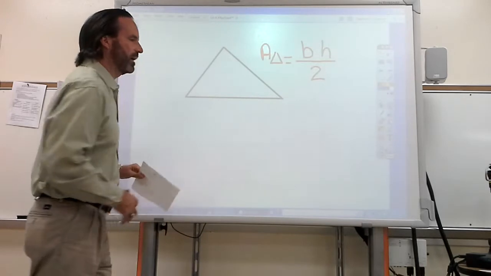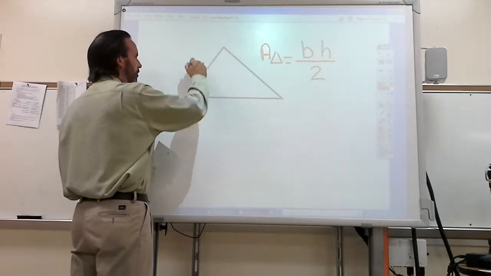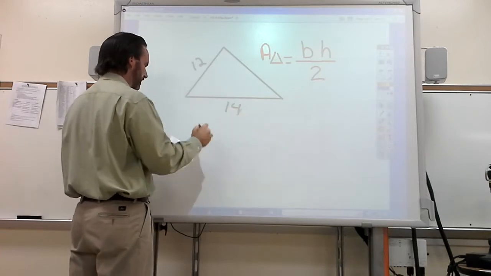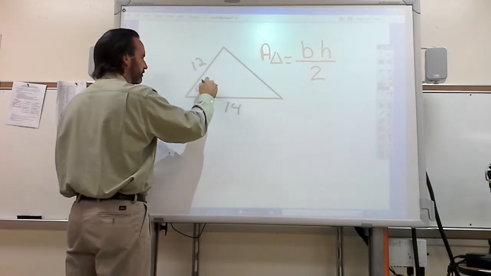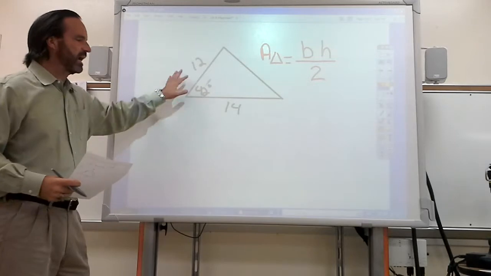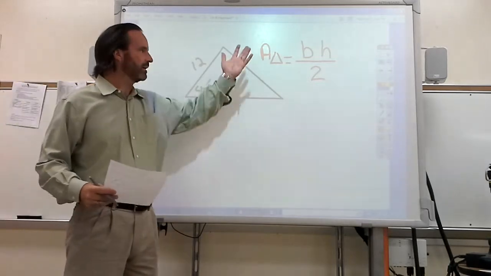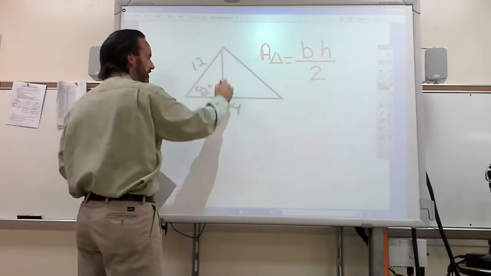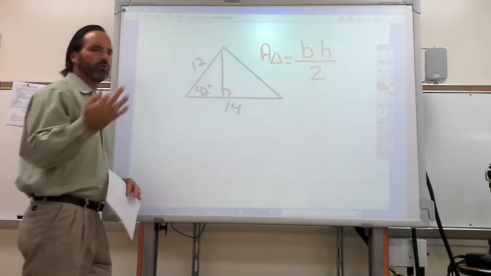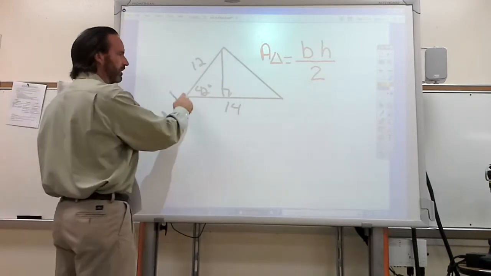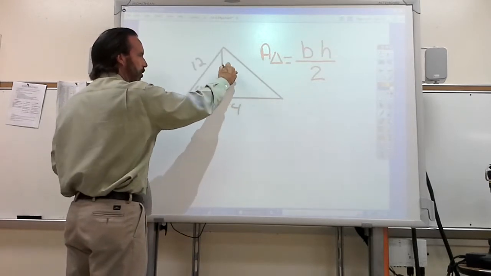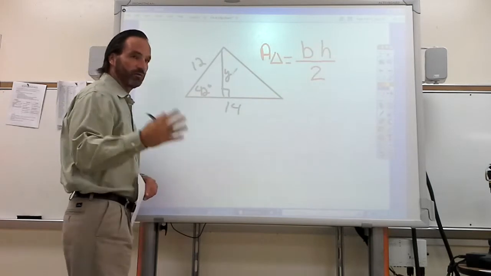So I've oriented my triangle around. Let's say I know 12, and this is 14, and this angle is 42. Okay, I've got side angle side. I can do law of cosines to solve for this side. But for area, all I need is this perpendicular distance. I just created a right triangle. I'm solving for this height here, which is my y, or whatever you want to call it.